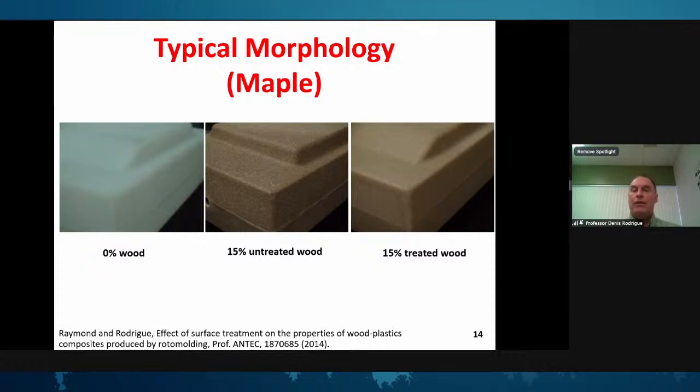So that's a big advantage of having the fibers treated before you include them into your mold to produce the part in this case. So that's one big advantage.